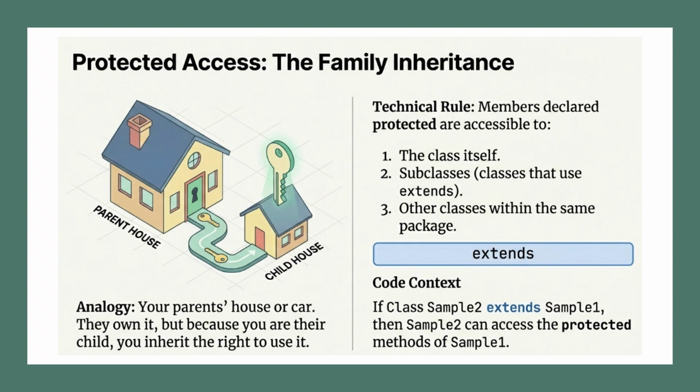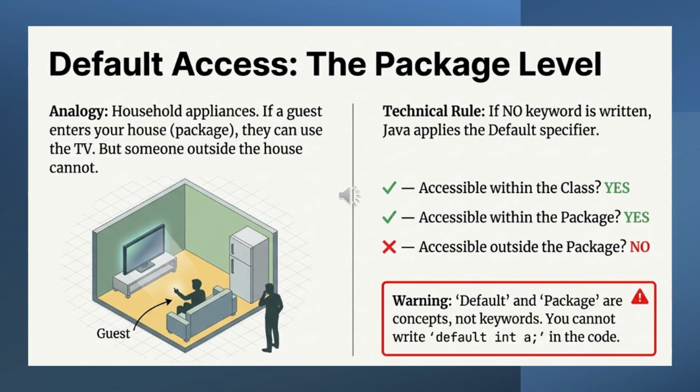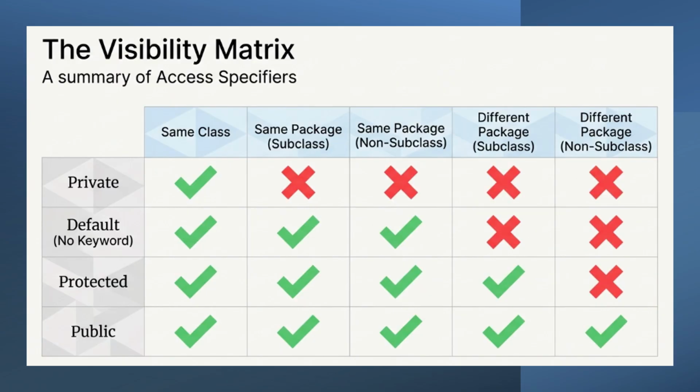Default access, package level, means members are accessible within the same class and package, but not from classes outside the package. It is automatically applied when no access modifier is written, helping maintain controlled visibility without explicitly using a keyword. The visibility matrix compares access levels.